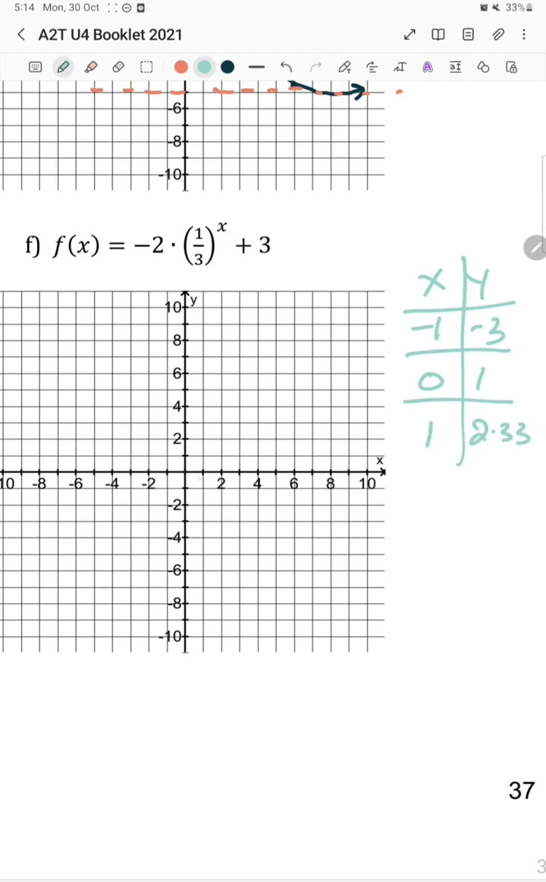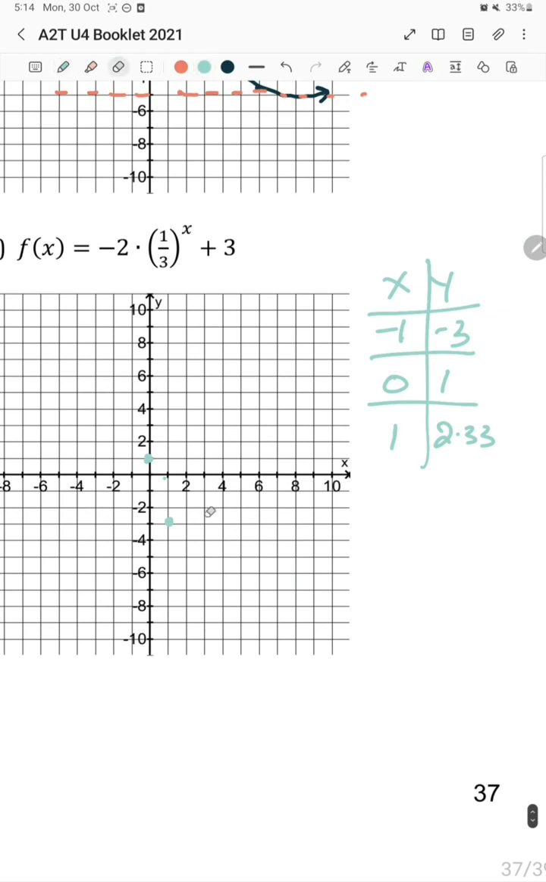Okay, so for minus 1 it's going to be minus 3, for 0 it's going to be 1, for 1 it's going to be 2.3.